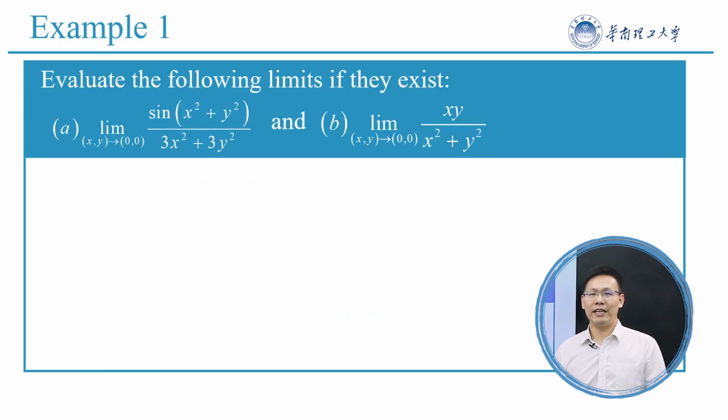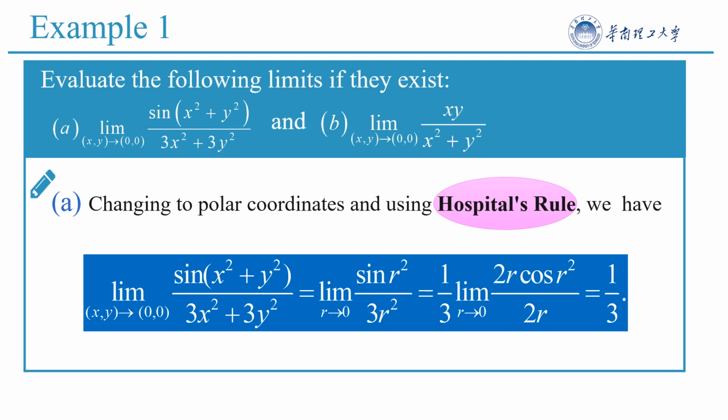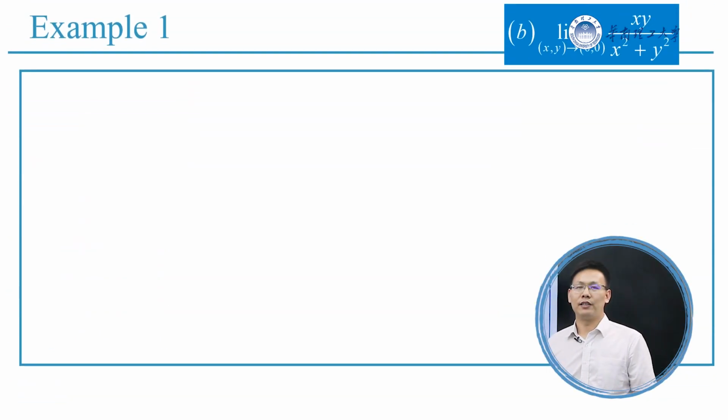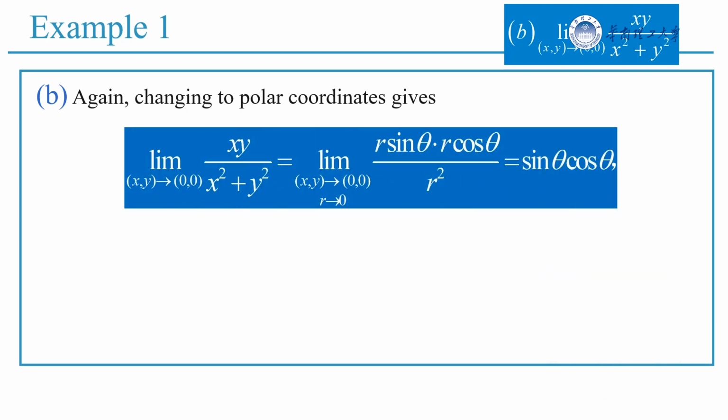Now, let's evaluate some limits if they exist. Example 1. It is often easier to analyze limits of bivariate functions, especially limits at the origin, by changing to polar coordinates. So, for A, by changing to polar coordinates and L'Hospital's rule, we have the following expressions, and the limit is 1/3. For B, again changing to polar coordinates, we have the following expressions.